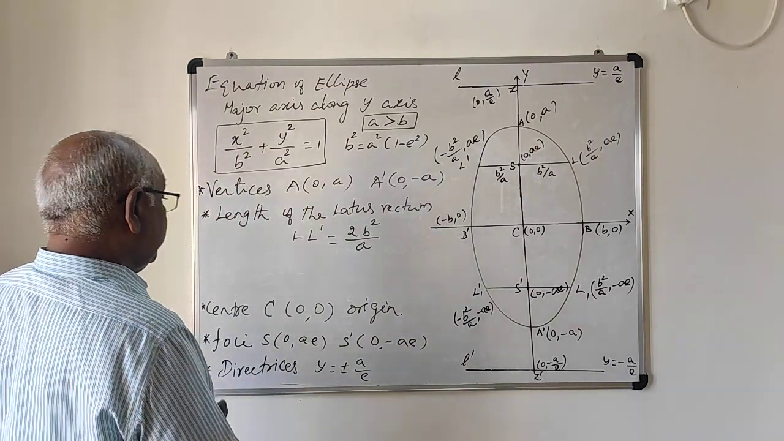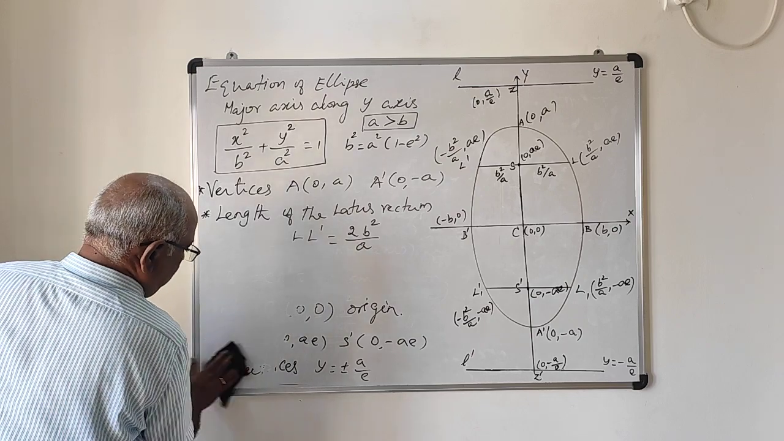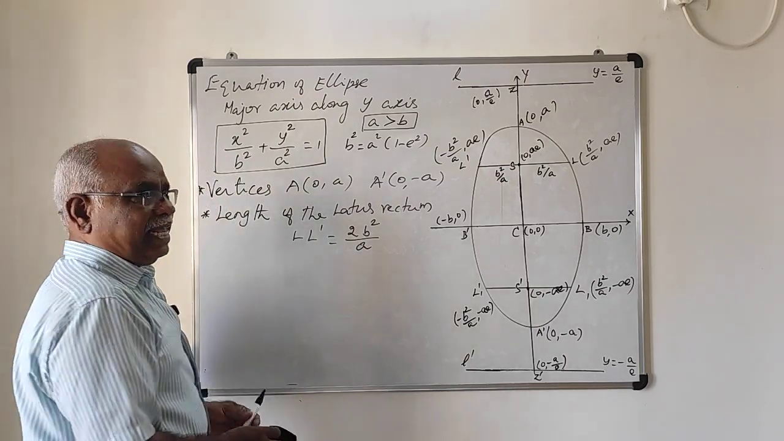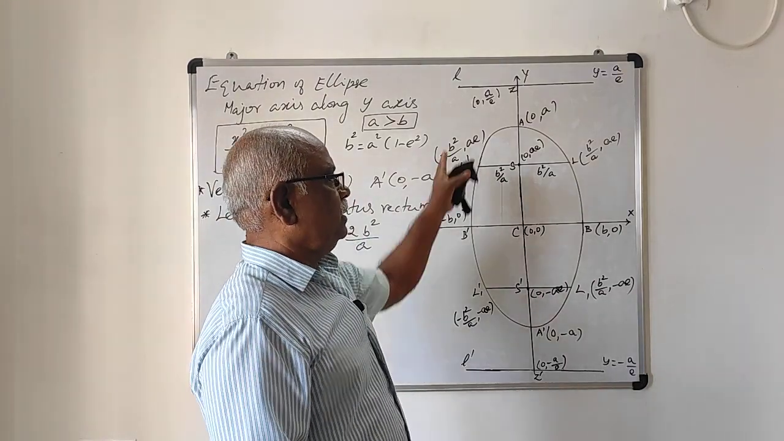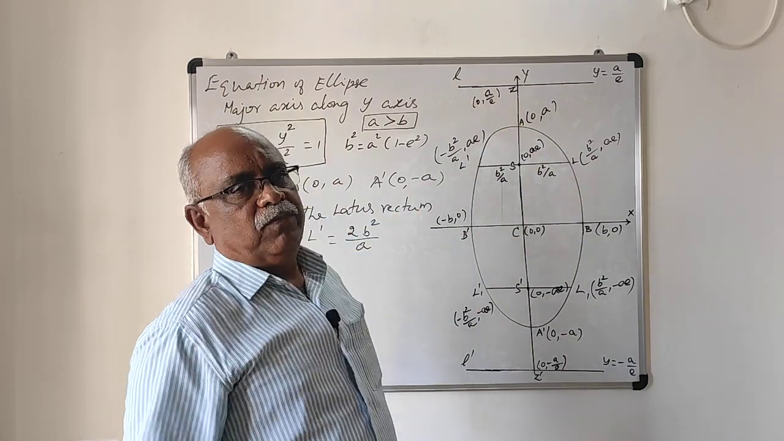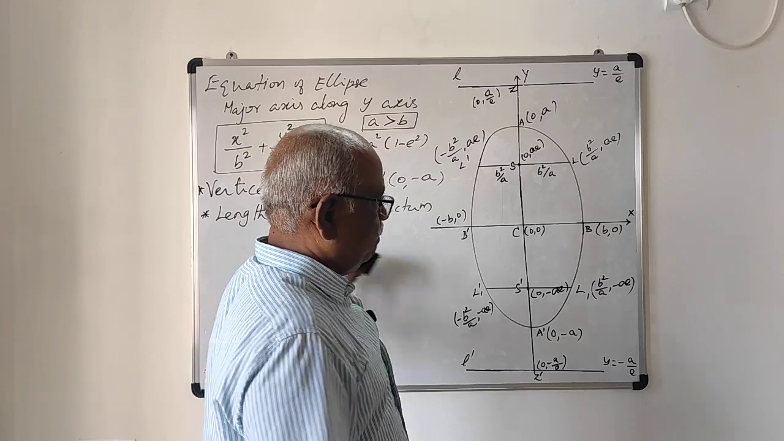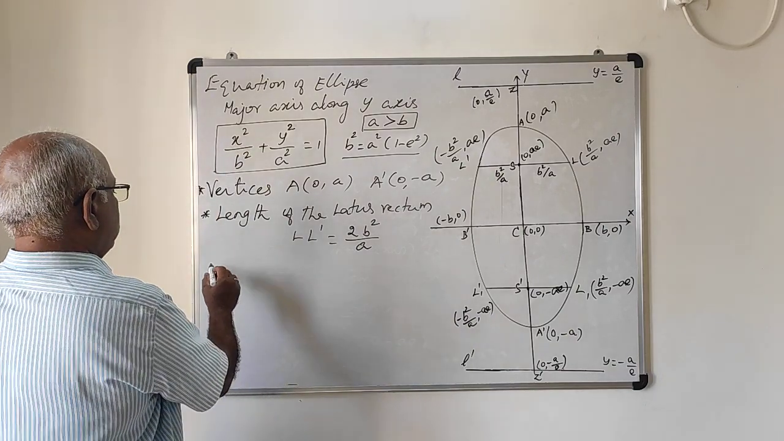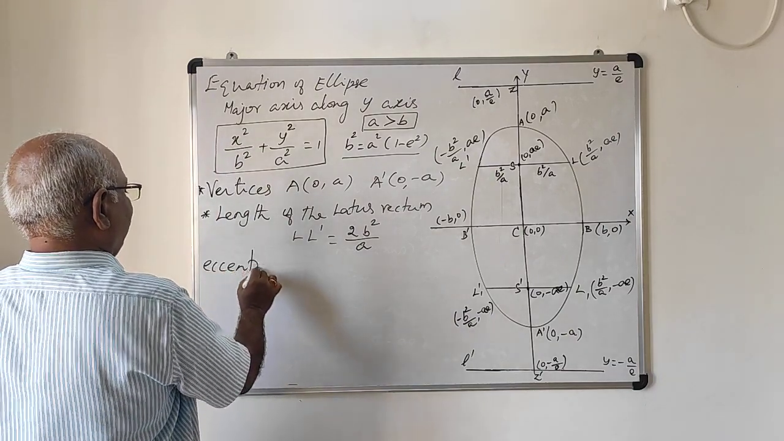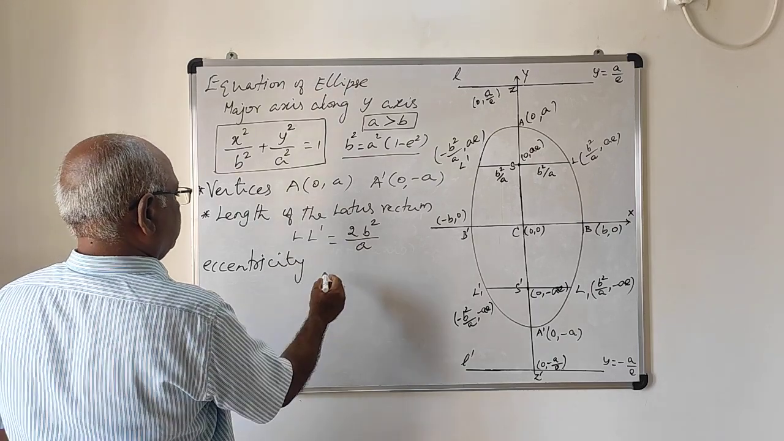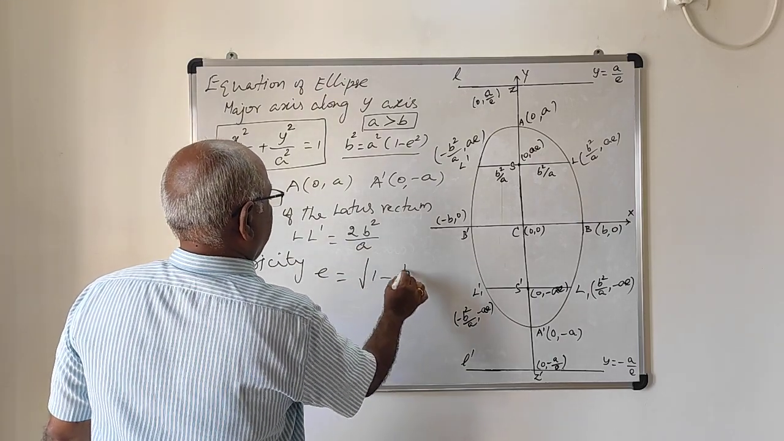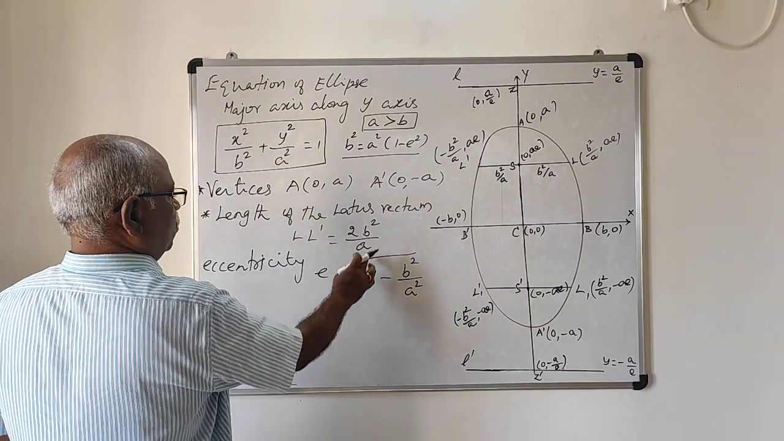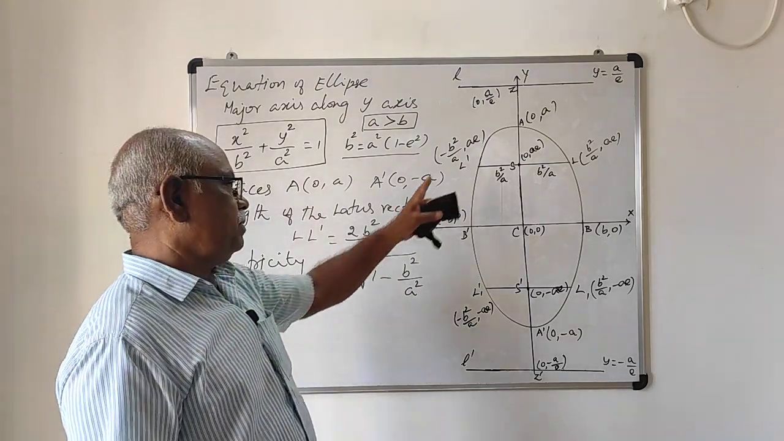Okay, and the eccentricity is the same as in the case of the previous ellipse, the ellipse along the x-axis. Eccentricity is the same for both ellipses. Along the y-axis the ellipse is in vertical form. If the major axis is along the x-axis, the ellipse is in horizontal form. But eccentricity is the same: e equals root of 1 minus b squared by a squared. Here also e is less than 1. This is the eccentricity of the ellipse.